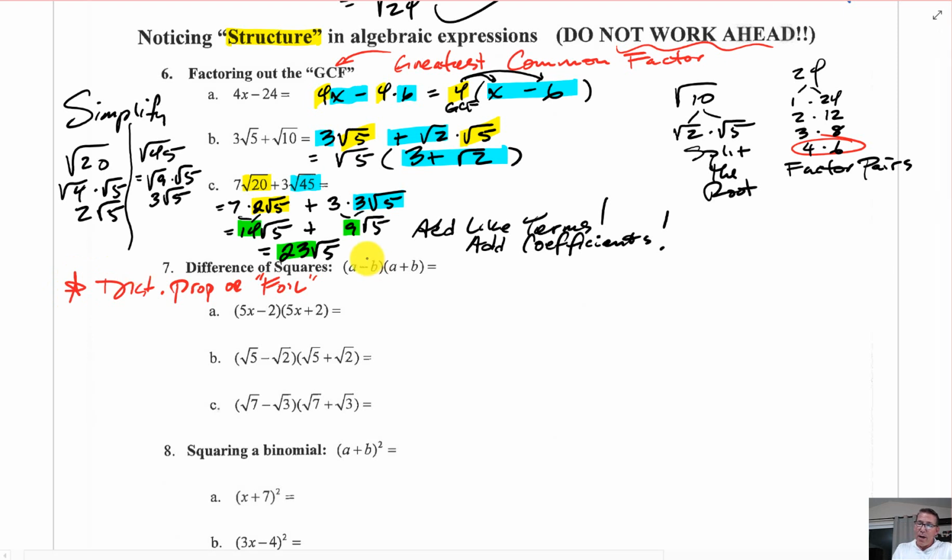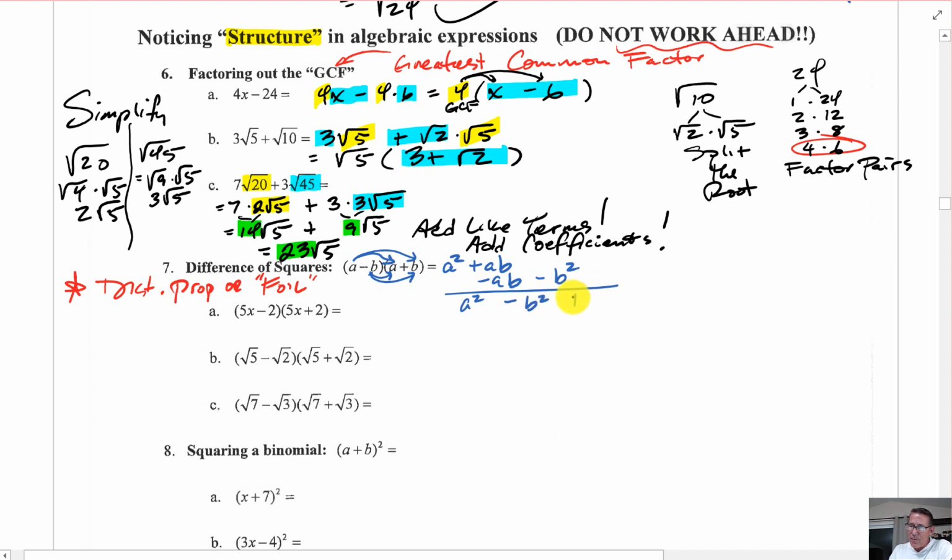So let's multiply out. So a times a is a squared. A times b is ab. And then negative b times a is a negative ab. Notice I switched the order there. B times A is A times B. The order in multiplication doesn't matter. And then negative b times b is a negative b squared. Okay, so what do you get? Well, you get a squared minus b squared.